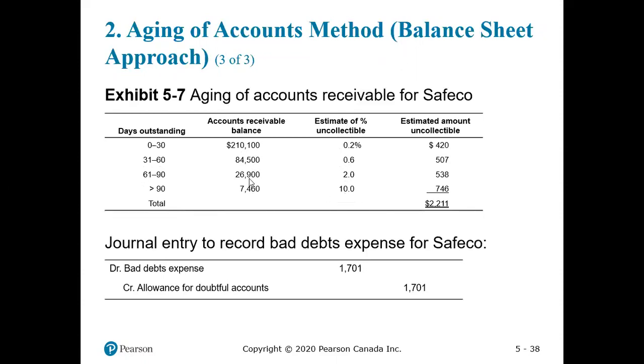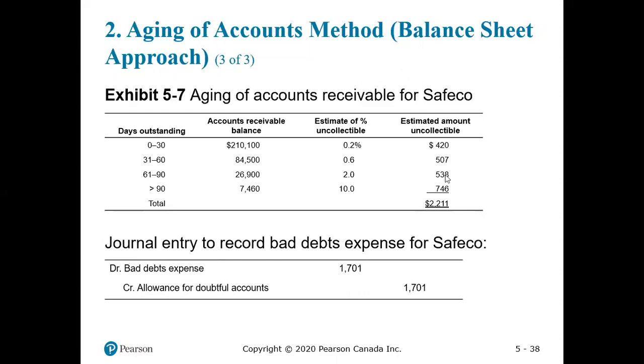So they have various accounts receivable balances within each of these categories. You would take the balance in that category and multiply it by the estimated percent that is not collectible, and that gets you to your estimated amount uncollectible. Once you do that for each aging category, it gets you to your total estimated uncollectible amount. So in this case, based on their calculation, they're saying that $2,211 will not be collectible.